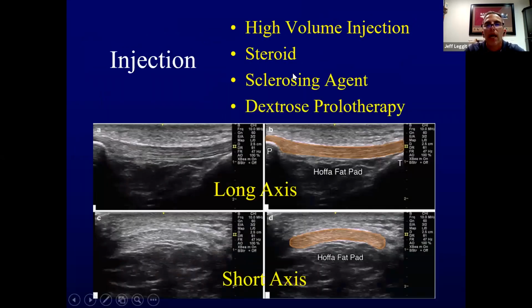Now, if you inject, what are you going to inject? You could do high volume injections, and we're starting to do that more and more for Achilles tendinopathy and patellar tendinopathy, where you would peel the fat pad off right between the patellar tendon and the fat pad, or steroid. We're moving away from steroid because then you might atrophy that fat pad, and remember, it's there for a purpose. You may want to scar things down with a sclerosing agent. For me, I might try steroids once, and then I'll do dextrose prolotherapy. But again, there's not great literature on it, not great randomized controlled trials that I'm aware of. These are nice images of ultrasound long axis and short axis with the fat pad here.